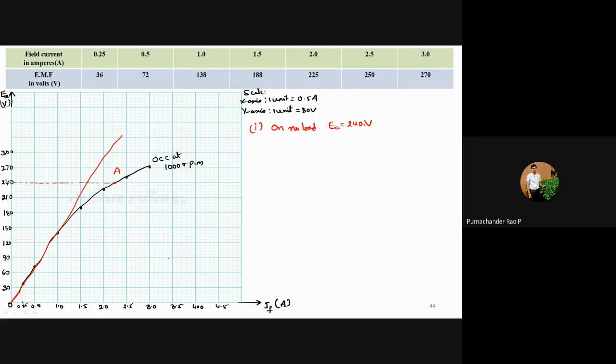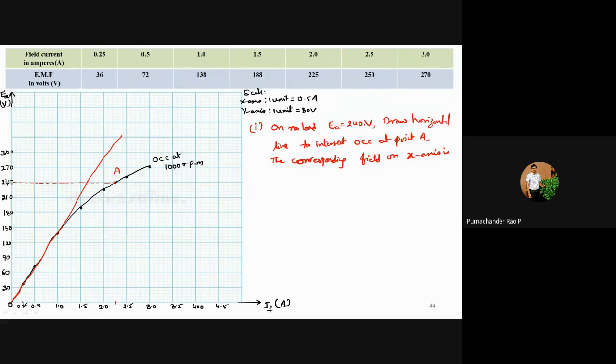Draw a horizontal line to intersect the open circuit characteristics at point A. Then the corresponding field current on the x-axis is this one, this point here.